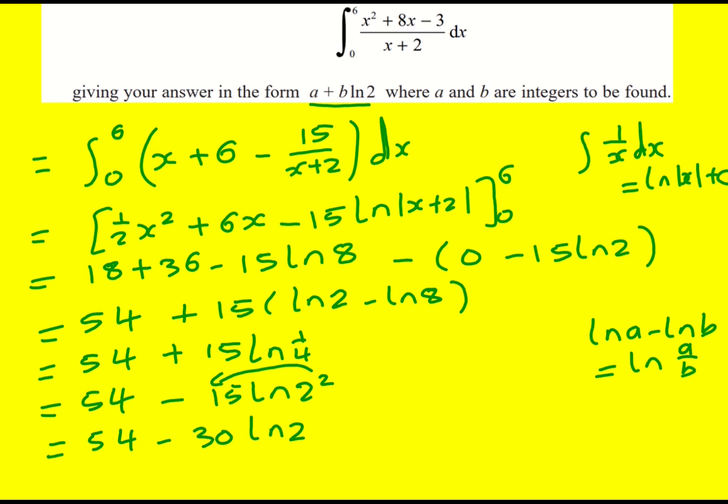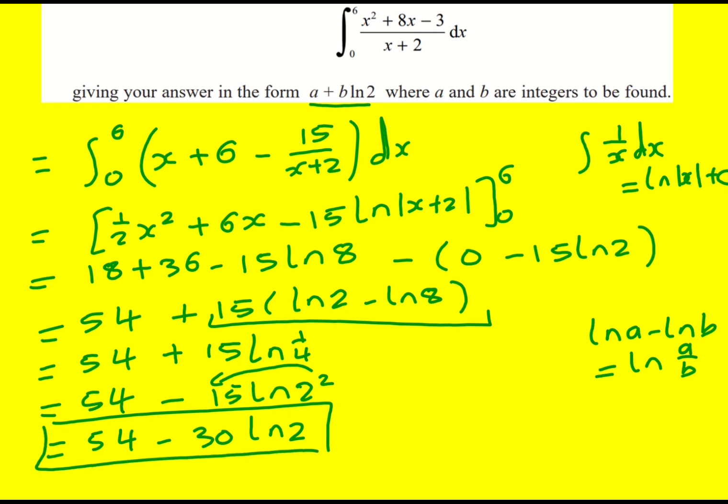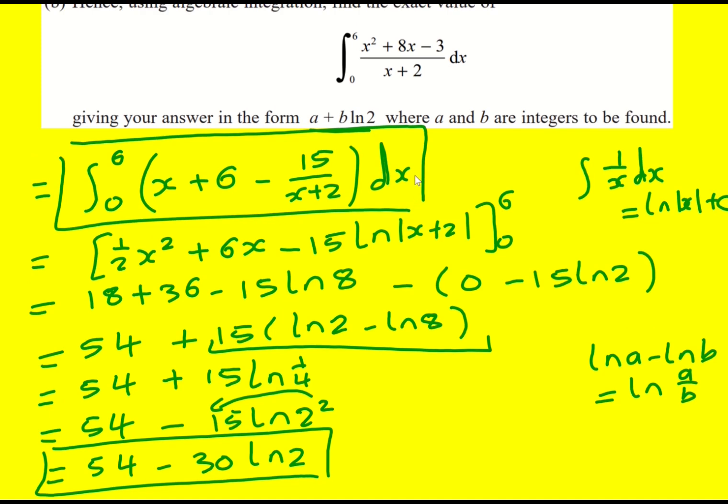But there are other ways you could get there from here. That might not have been the best, to be fair. Maybe I should have changed it to a minus here and made it ln 8 minus ln 2. I don't know, but anyway, as long as you can get there, that's the main thing. 54 minus 30 ln 2 is our answer for this integral. Great.